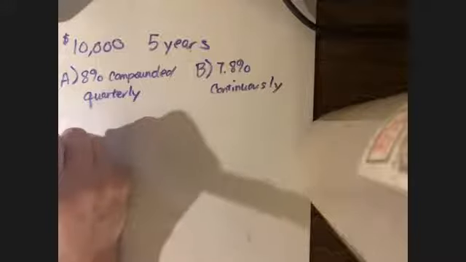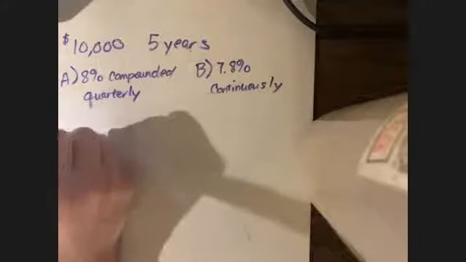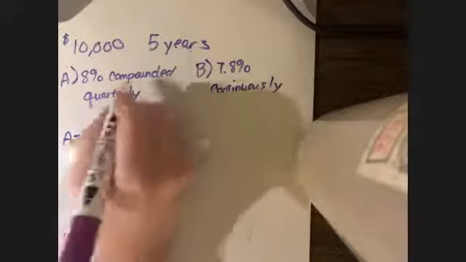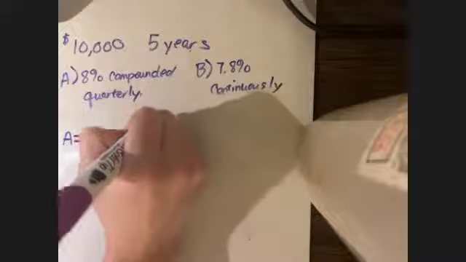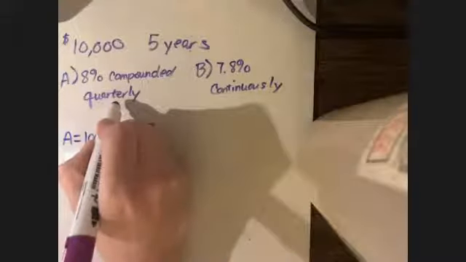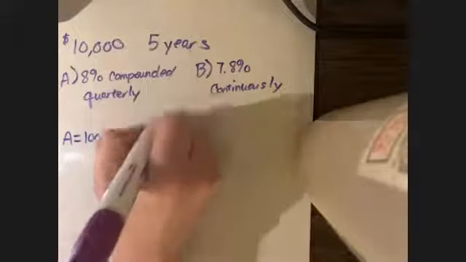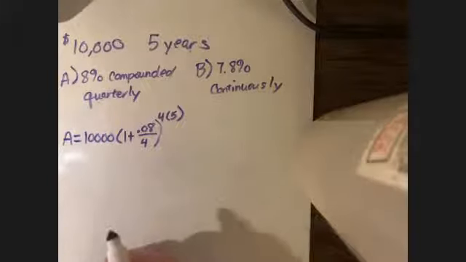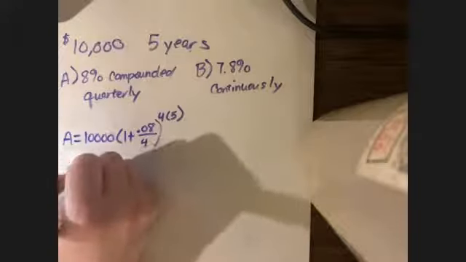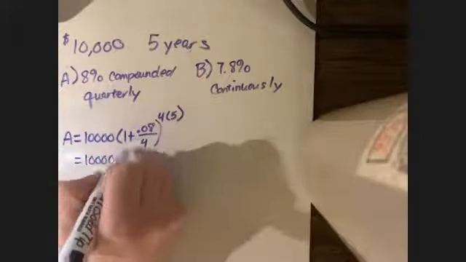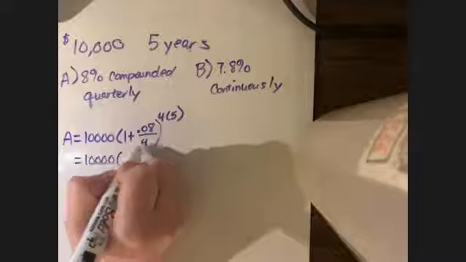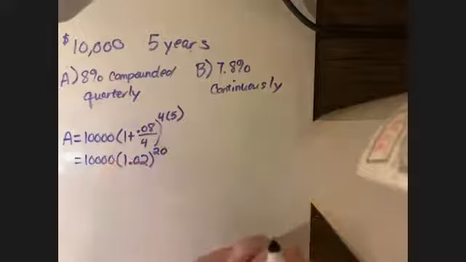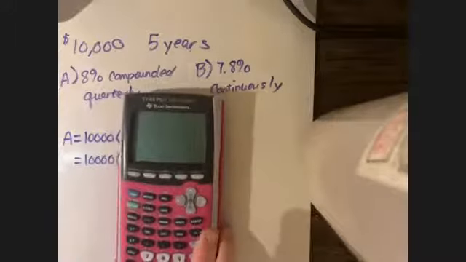For option A, we're going to do A equals $10,000 times 1 plus, now 8% in decimal is 0.08, quarterly means 4, and then 4, and our time was 5. I am going to clean this up a little bit before I take it to a calculator. So I've got 10,000, 0.08 divided by 4 is 0.02, so I have 1.02. And 4 times 5 is 20. Now pushing to a calculator.